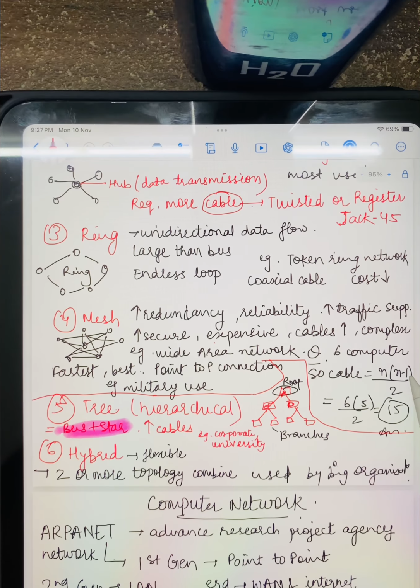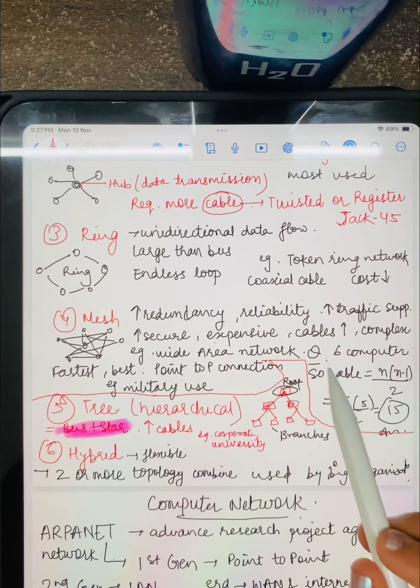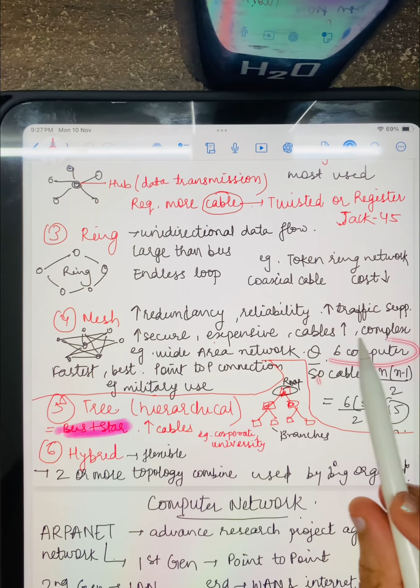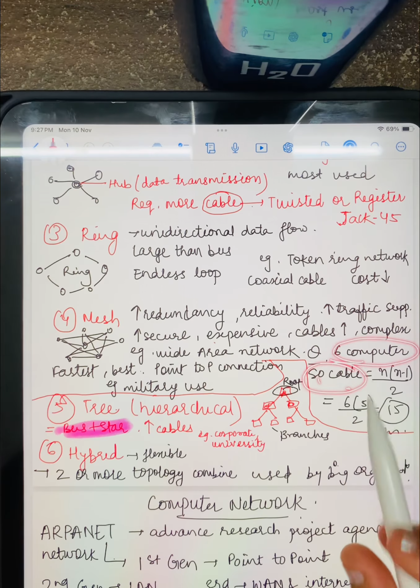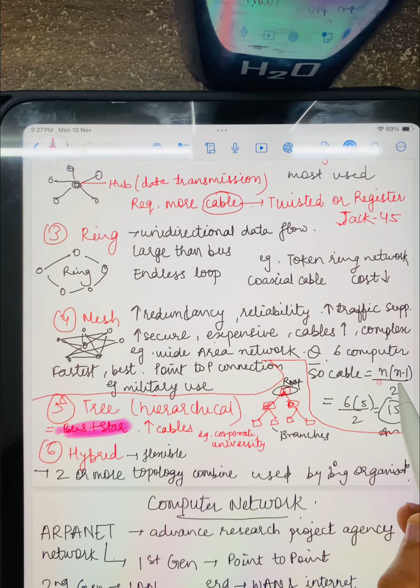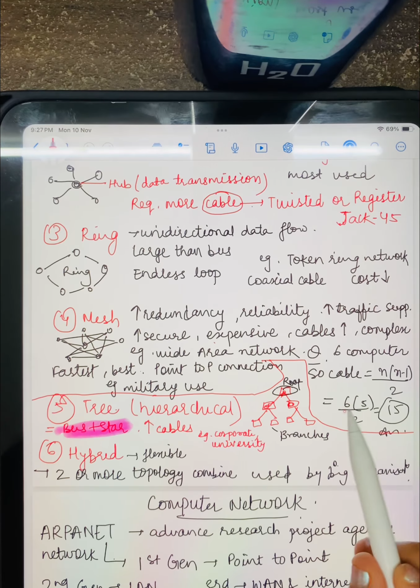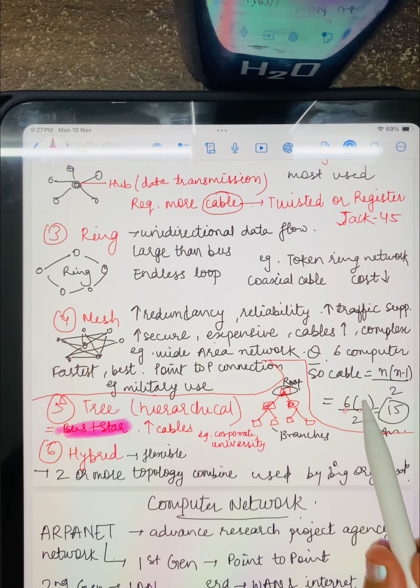So if I ask you a question, there are 6 computers. What will be the number of cables used in mesh? We will find it by n(n minus 1)/2. So we have 6 computers, n is 6, n minus 1 is 5, so 6 times 5 divided by 2 comes to 15. You might have read this formula in maths.